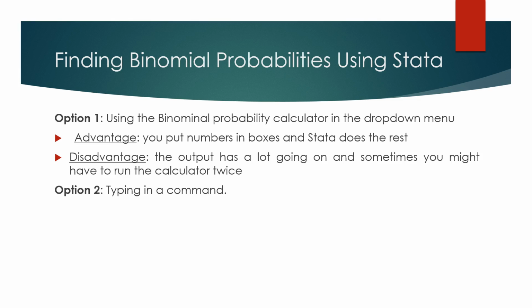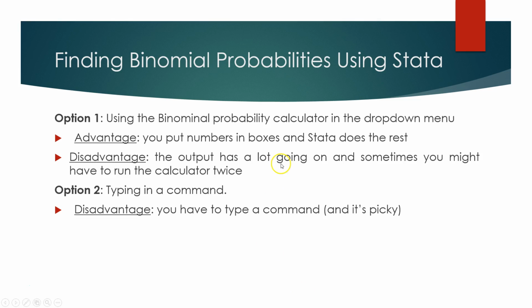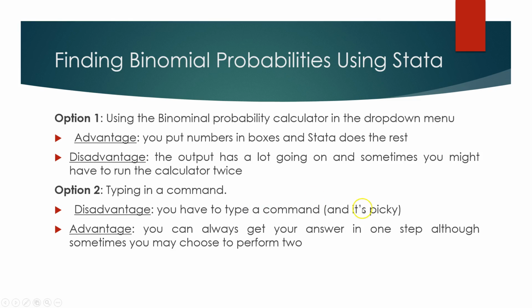The second option is typing in a command. Typing in a command is really similar to actual programming, and there are two commands that we're going to be using. They work the same every time, but the downfall is that they're really picky. It's case sensitive, but for the most part, you can copy and paste things that you've done in the past that work and just change your n, k, and p values. The advantage is you can always get the answer in one step, although sometimes you might choose to make more than one. Honestly, I prefer option 2 because to me it seems more straightforward, but that may not necessarily be the case for everybody.